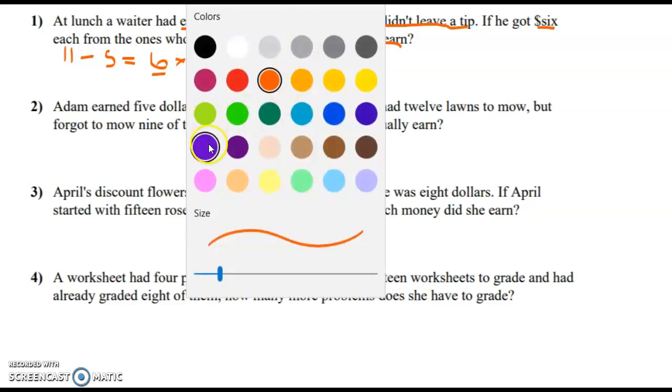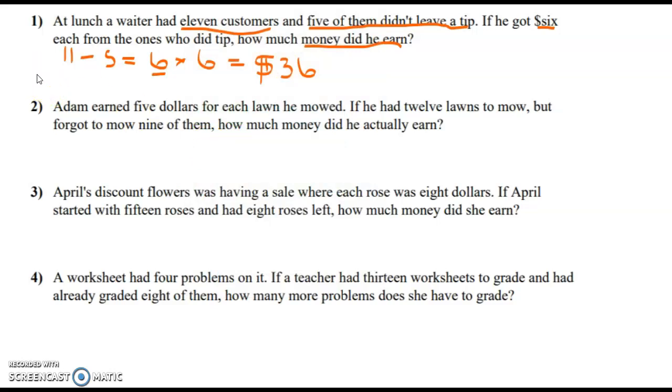Get a different color here. Number 2. Adam earned $5 for each lawn he mowed. If he had 12 lawns to mow, but forgot to mow 9 of them, how much money did he actually earn? Whoa. Okay, well, he got $5. He had 12 lawns to mow, but, keyword but, he forgot to mow 9 of them. How much money did he actually earn?